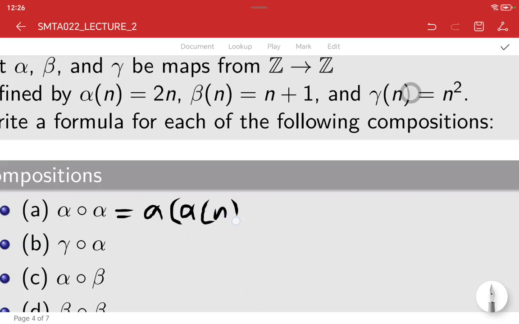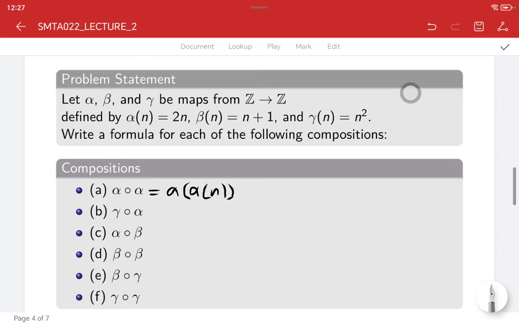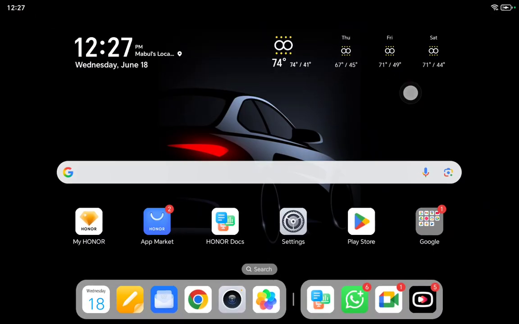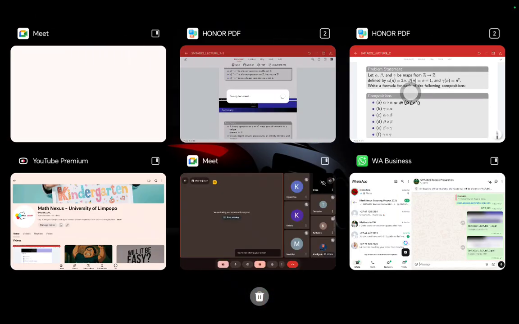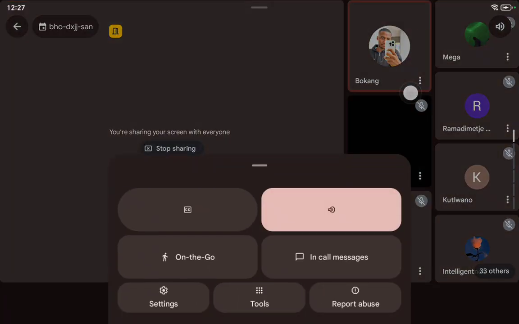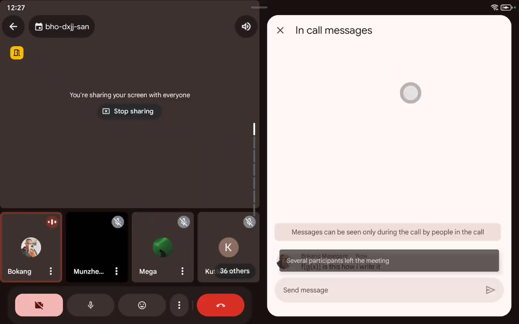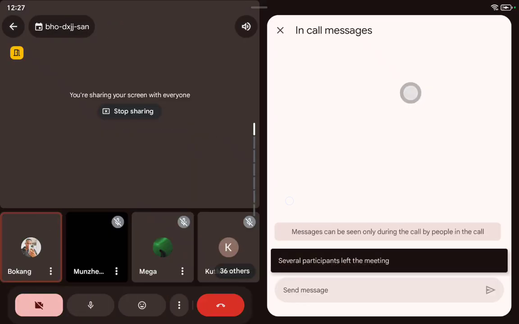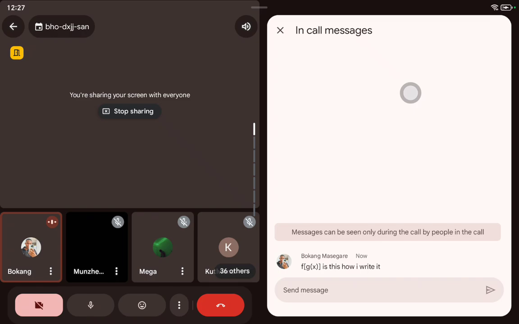Doctor, sorry for disturbing you, but I tried to write how I write a composite function there in the comments. You wrote in the comments? Yeah. I can't see the comment section. I'm sure you can see it on my side. Yeah, go to in-call messages. I don't know if it shows now. Oh yeah.